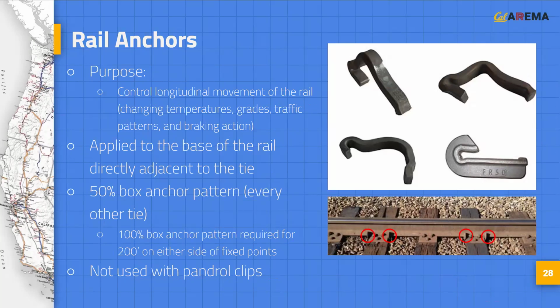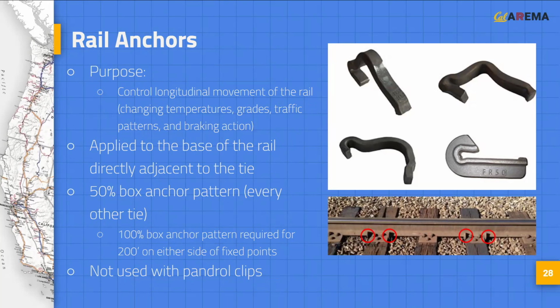Finally, we have rail anchors. The purpose of rail anchors is to control the longitudinal movement of the rail, which may be caused by changing temperatures, grades, traffic patterns, and the braking action of trains. Anchors are applied at the base of rail directly adjacent to the tie, as the tie is embedded in the ballast and resists longitudinal movement. However, anchors must be fully applied and tight against the ties to be effective.